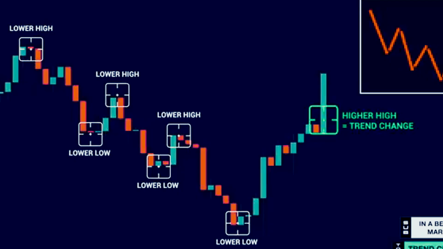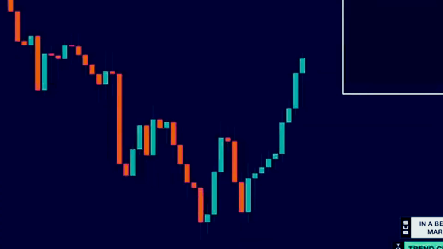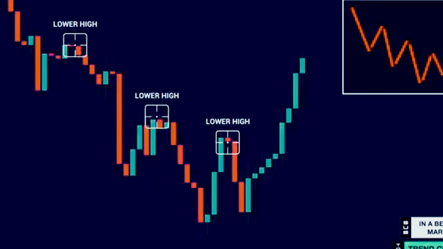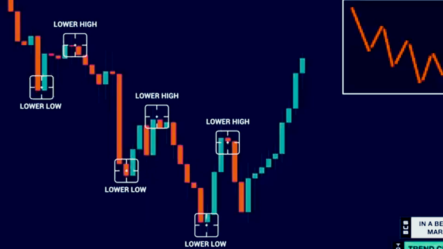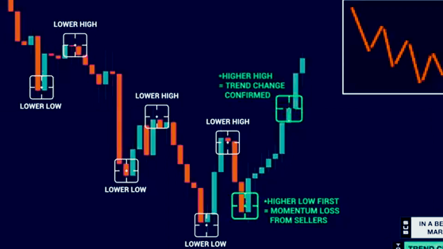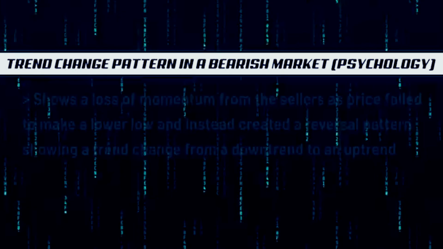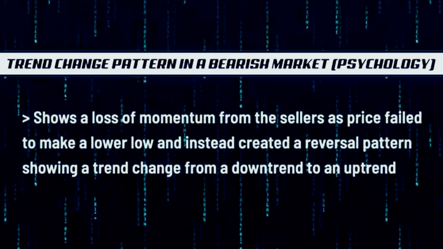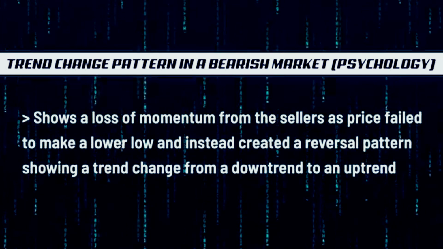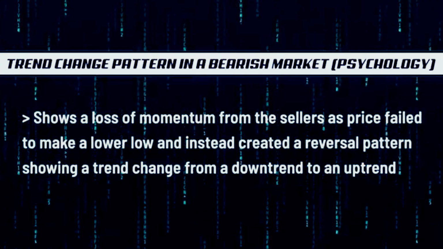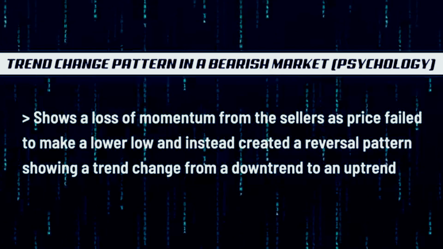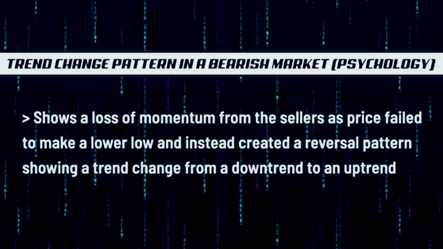Now variation 2. So you have your moving downtrend again through lower highs and lower lows, before price makes both a higher low and a higher high, giving you your trend change pattern in a bearish market. So from a price action standpoint, it shows a loss of momentum from the sellers as price failed to make a lower low and instead created a reversal pattern showing a trend change from a downtrend to an uptrend.